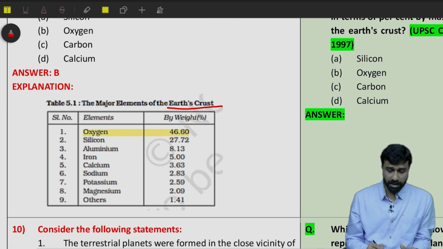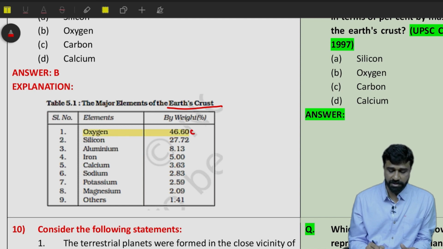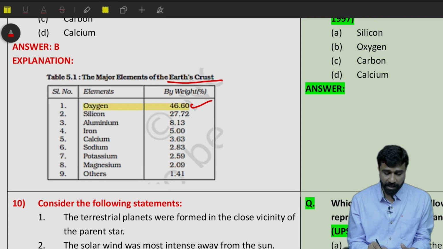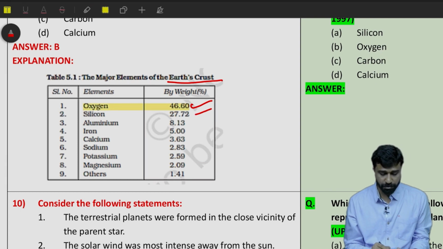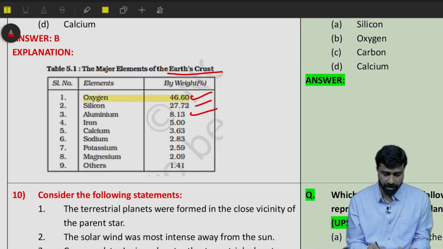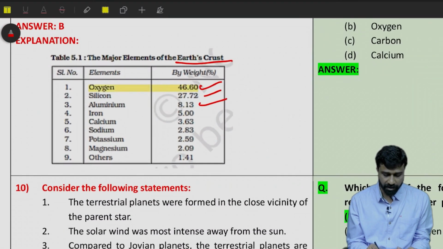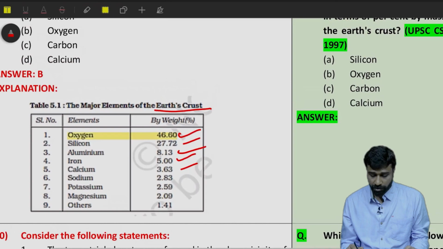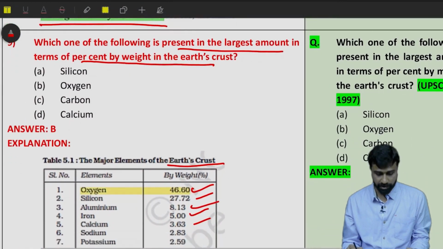Major elements in the Earth's crustal part, you witness oxygen is contributing major, and 46% is around oxygen, and silicon is having 27.72% and aluminum 8%, iron and calcium are having 5% and 3%, respectively. You have to remember the Cl part and Sigma part also.